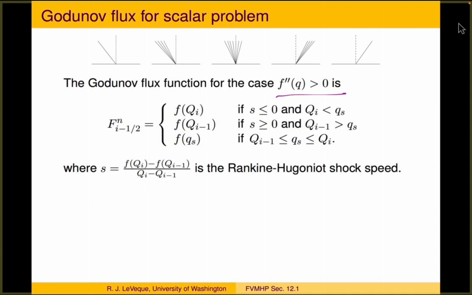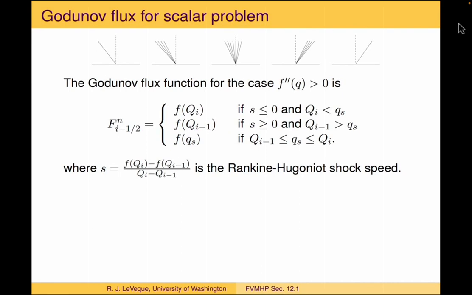Again, it's always in terms of cell averages now. If we're computing a flux at the interface between two cells, it's always either the flux in the cell on the right, or the flux in the cell on the left, or the flux at the sonic point, if the sonic point sort of lies in the middle of a rarefaction wave between the left and right state. And here this S that comes in here is just the Rankine-Hugoniot shock speed. You have to think about this a bit maybe to see why those are the right formulas.